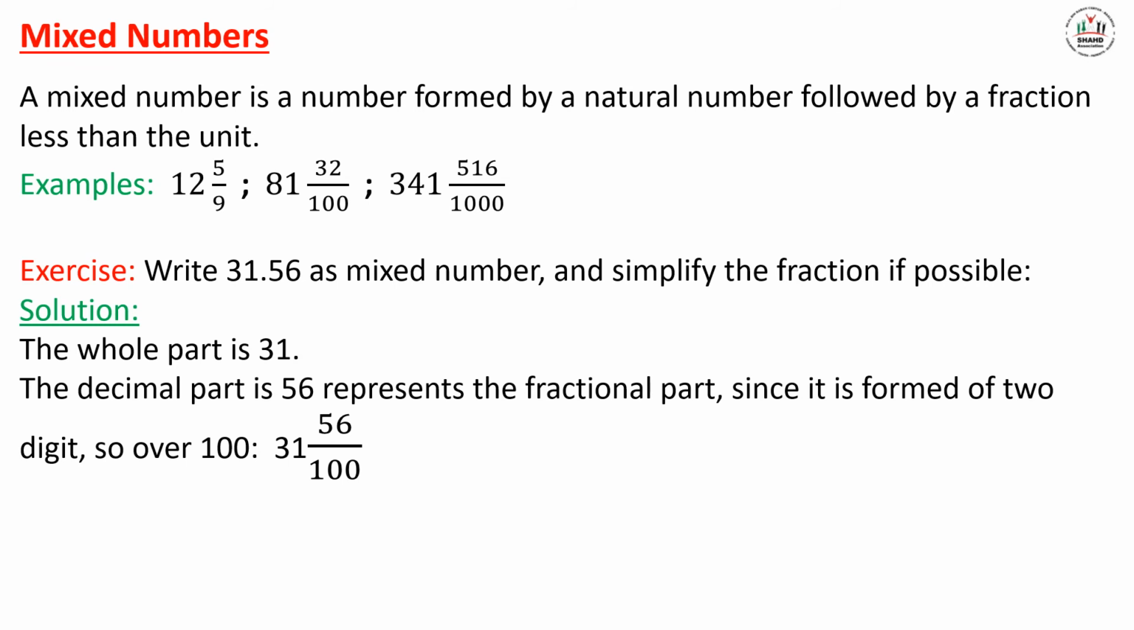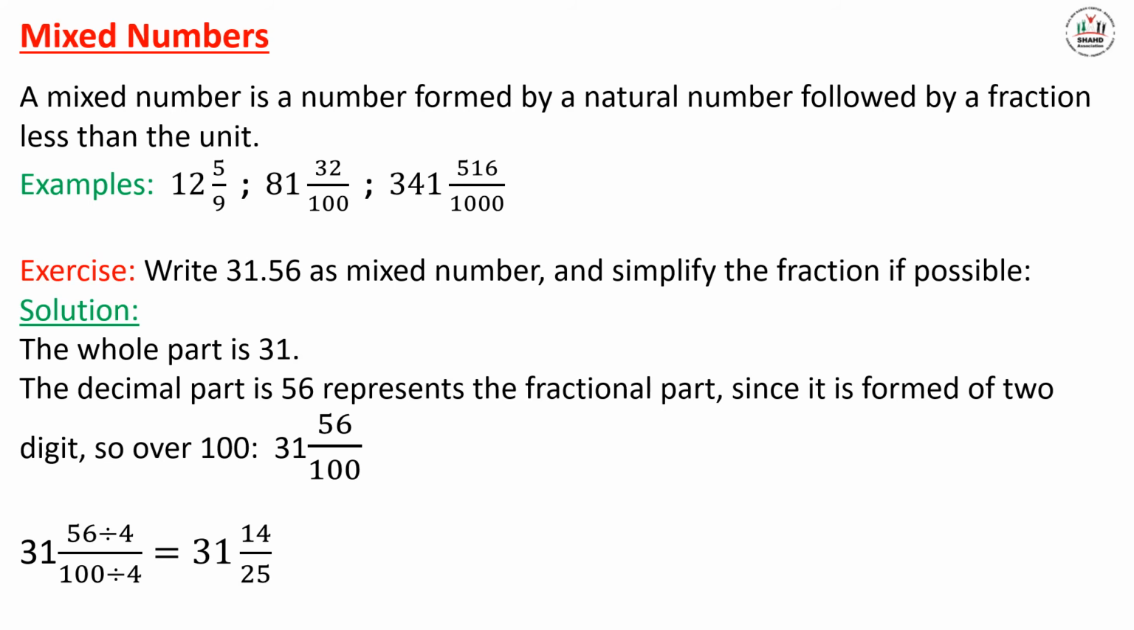Now we need to simplify the fractional part if possible. So there are common divisors between the numerator and the denominator of the fractional part. 56 and 100 both divided by 2 and both divided by 4. So we write 56 divided by 4, which is equal to 14, and 100 divided by 4 is also equal to 25.